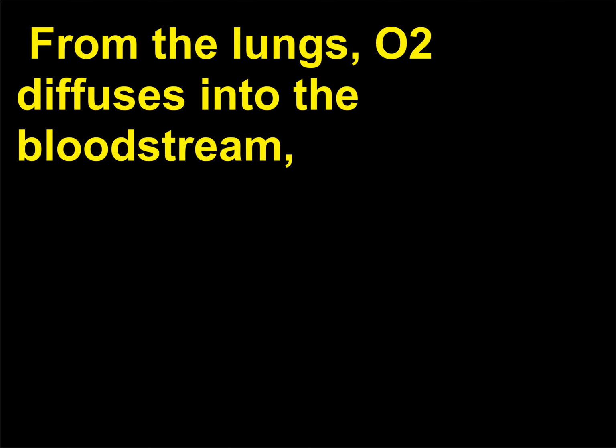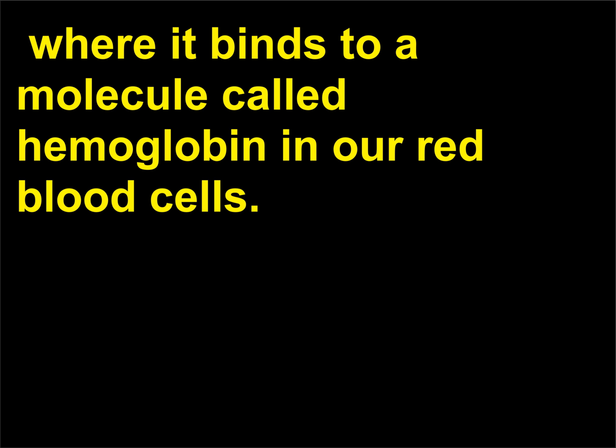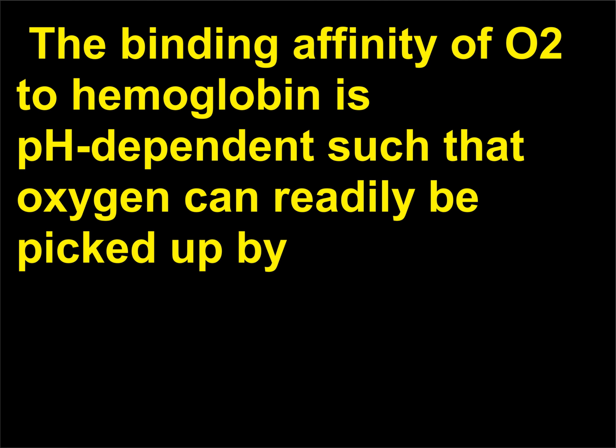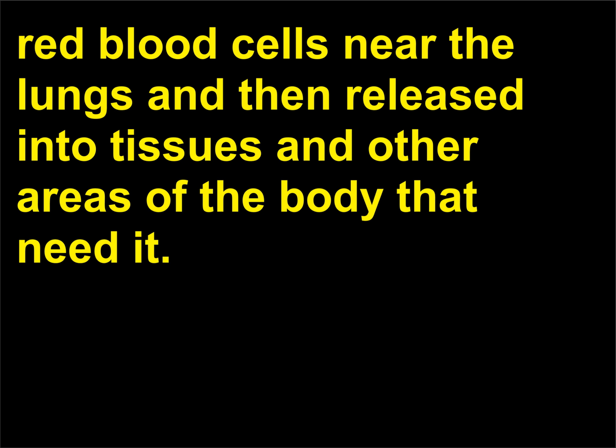From the lungs, O2 diffuses into the bloodstream, where it binds to a molecule called hemoglobin in our red blood cells. The binding affinity of O2 to hemoglobin is pH dependent such that oxygen can readily be picked up by red blood cells near the lungs and then released into tissues and other areas of the body that need it.